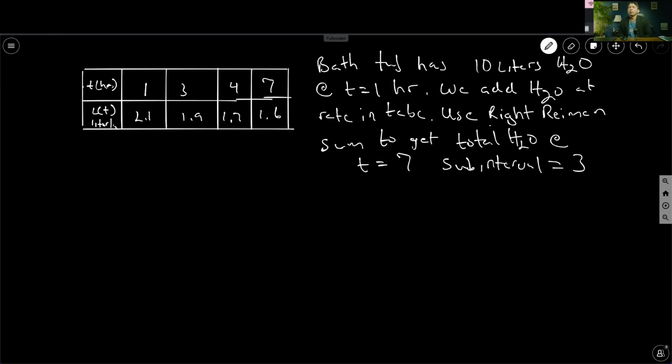So for this problem, we have a bathtub that in the beginning has 10 liters of water at t equals 1 hour. And then we add to that at the rate in the table to the left. And they want you to use a Riemann sum to get the total amount of water after 7 hours using a subinterval of 3. Okay. So the key to this problem is recognizing that you have a right Riemann sum.